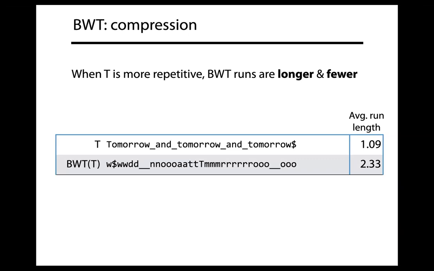So the more repetitive it is, the fewer and longer the runs are, which is really attractive, because if we could do something with these runs at the level of the runs, then in some sense we can deal with only the non-redundant core of our collection. You know, we don't have to deal with all the redundant stuff. We've in some sense collapsed it all away to the non-redundant core.